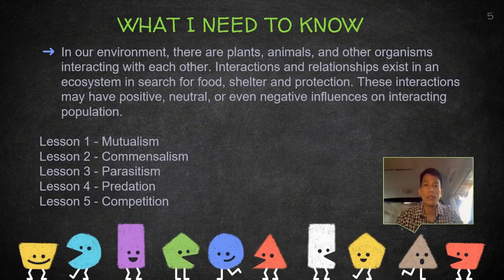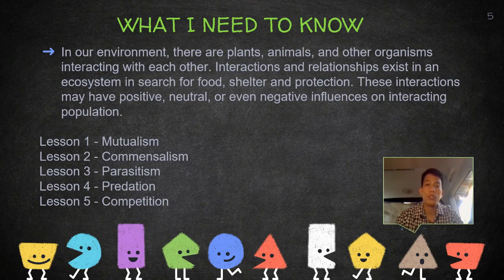So for the first part, in our environment, there are plants, animals, and other organisms interacting with each other. Interaction and relationship exist in an ecosystem in search of food, shelter, and protection. This interaction may have positive, neutral, or even negative influences on the interacting populations.